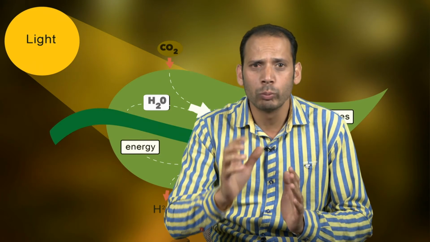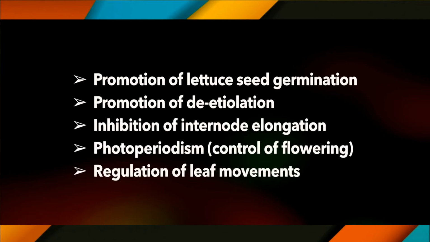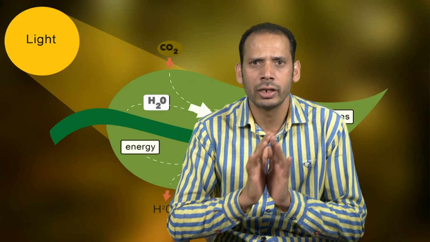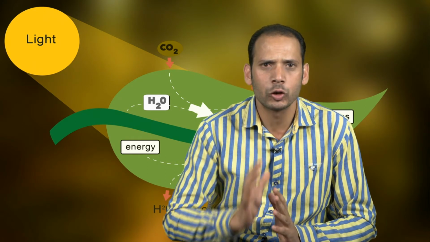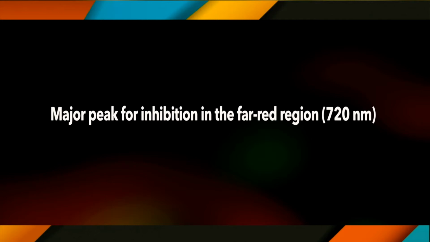These responses include most of the red/far-red photoreversible responses, such as promotion of lettuce seed germination, promotion of deetiolation, inhibition of internode elongation, photoperiodism, that is, control of flowering, and the regulation of leaf movements. Low fluence response spectra for seed germination in Arabidopsis include a main peak of stimulation in the red region, at 660 nanometers, and a major peak of inhibition in the far-red region, at 720 nanometers.